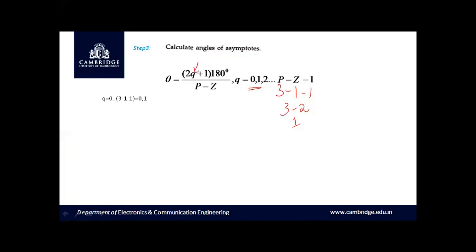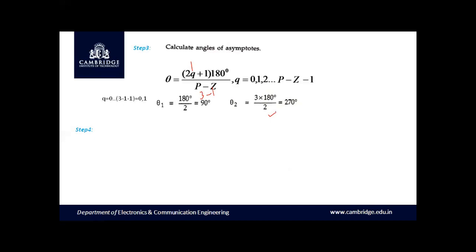Substituting for q equal to 0, angle of asymptote theta is given by 1 into 180 degree divided by p is 3 in this case and z is 1, that is 180 degree divided by 2. Hence the first angle of asymptote is at 90 degree. Let us substitute for q as 1 for the second case. Hence theta 2 will be equal to 2 plus 1, that is 3 times 180 degree divided by 3 minus 1, that is 2. Therefore 3 into 180 degree divided by 2. Hence theta 2 will be equal to 270 degree.